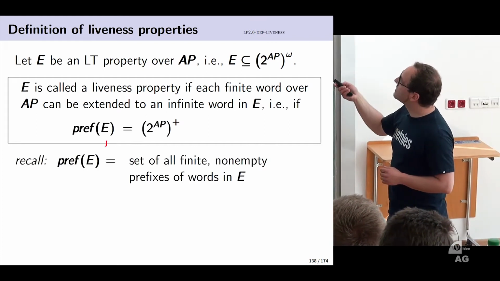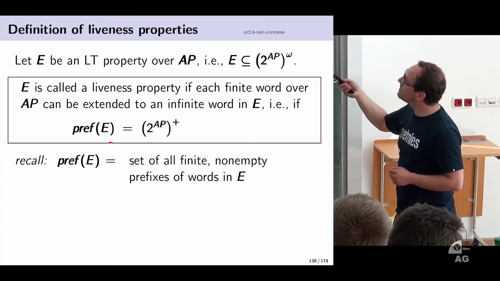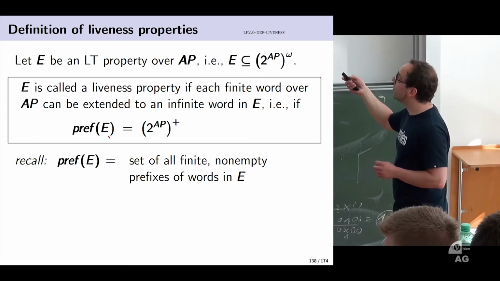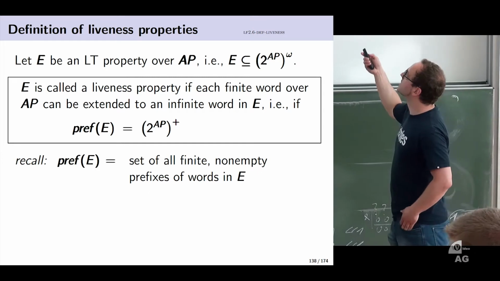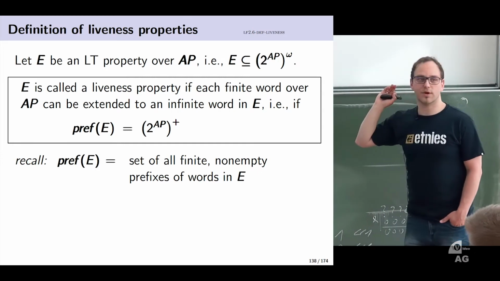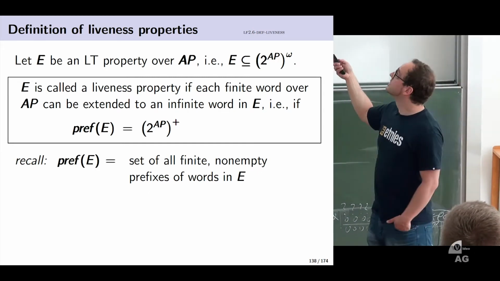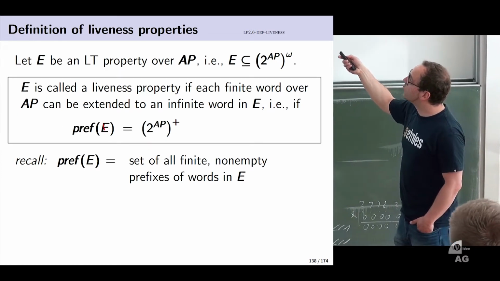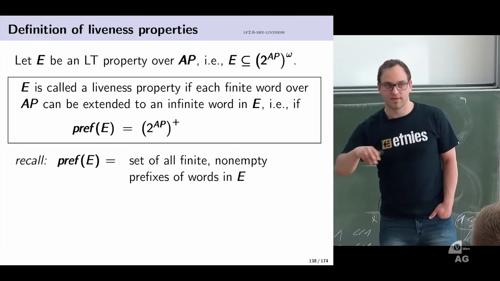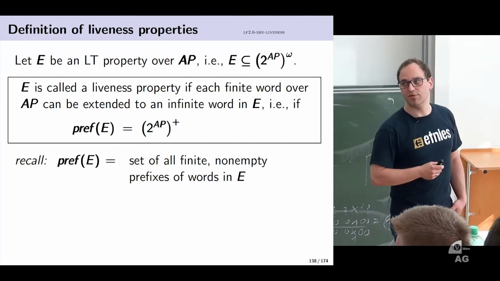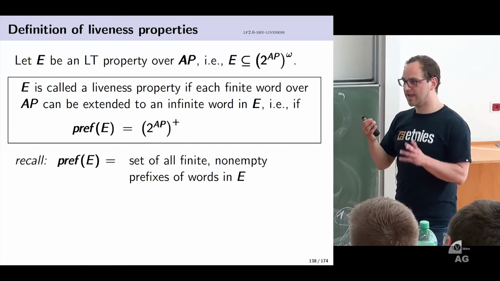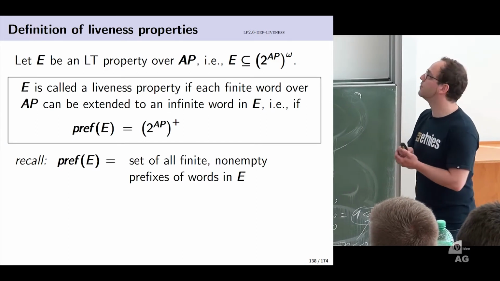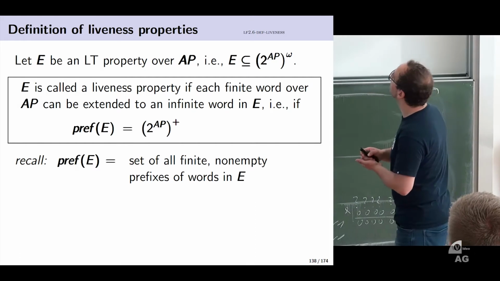And if you formulate it differently, it means that the prefixes of the property, the prefixes of all the words contained in the property, are all finite words. Right? So for every finite word, I can find a word in my property that starts with this finite prefix. Because we said I can complete every finite word such that it is contained in the property. That's exactly the definition.